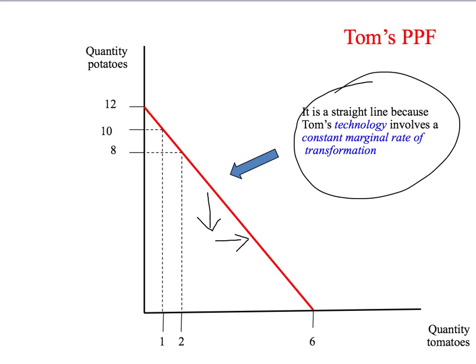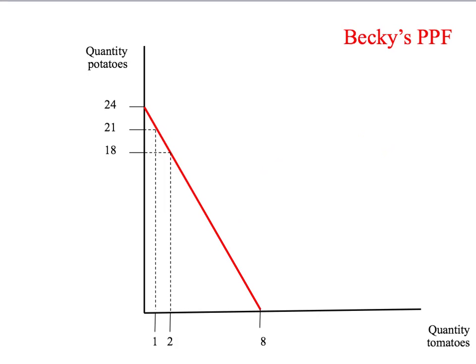Now, what about Becky? Remember that Becky also has 48 hours in which to work, and she takes 2 hours to produce 1 kilogram of potatoes, so if she just concentrated on producing potatoes without producing any tomatoes, she could produce up here at 24 kilograms of potatoes and no tomatoes. She takes 6 hours to produce a kilogram of tomatoes, so if she just concentrates on producing tomatoes, she can produce 8 kilograms, so she would be down here, 8 kilograms of tomatoes and 0 potatoes.